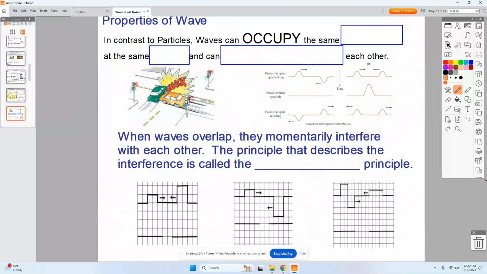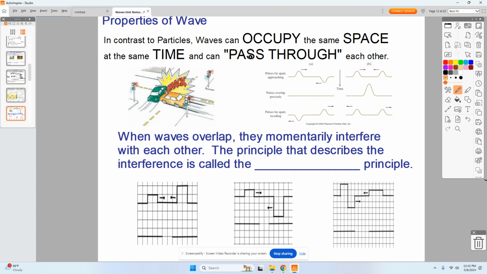In contrast to particles, waves can occupy the same space at the same time. Particles cannot do that. So waves can occupy the same space at the same time. They can pass right through each other.